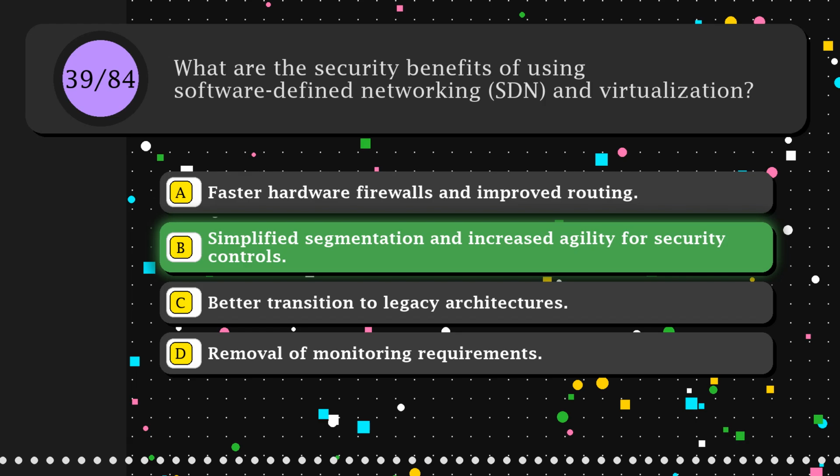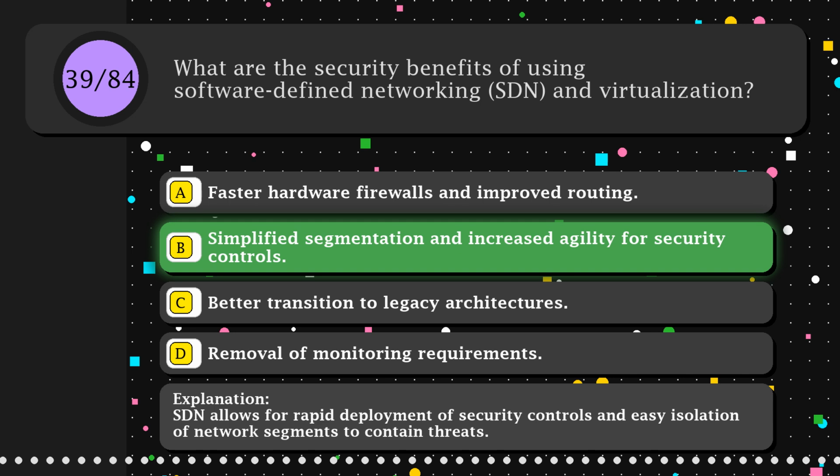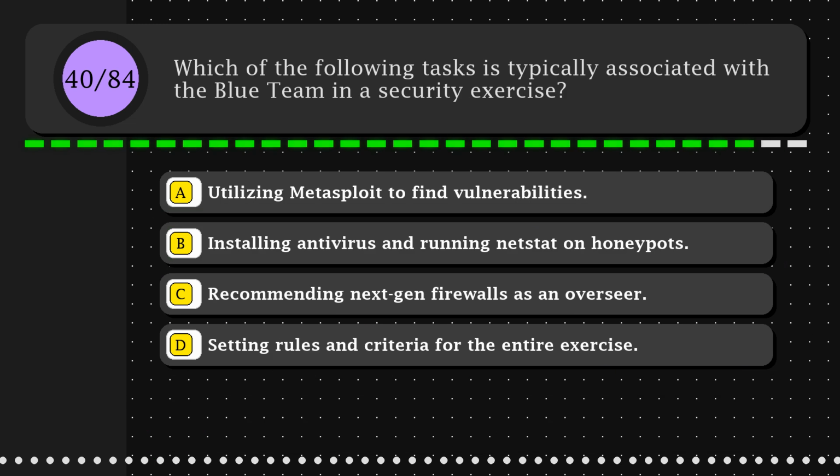The correct answer is option B, simplified segmentation and increased agility for security controls. SDN allows for rapid deployment of security controls and easy isolation of network segments to contain threats. Question 40. Which of the following tasks is typically associated with the blue team in a security exercise?